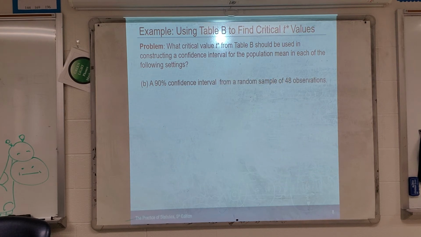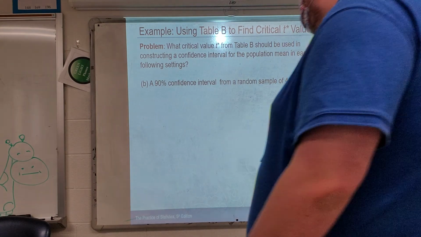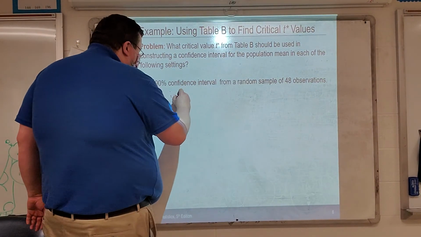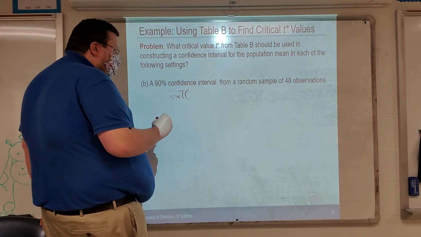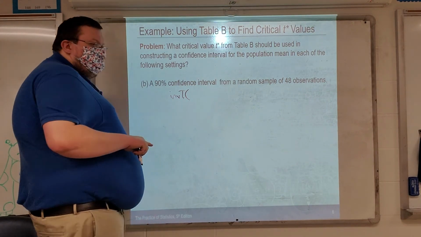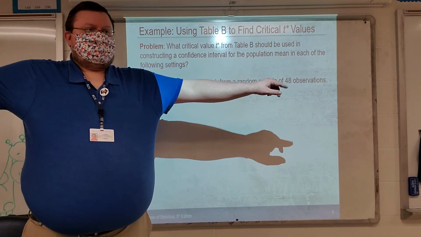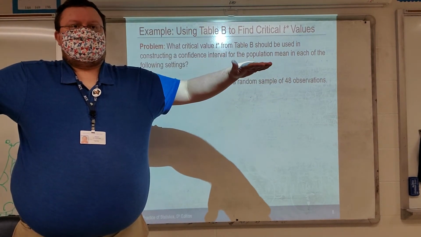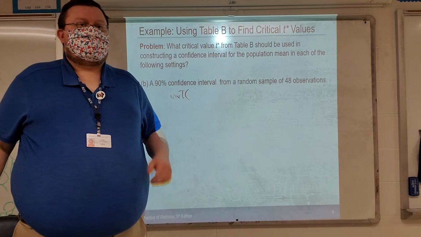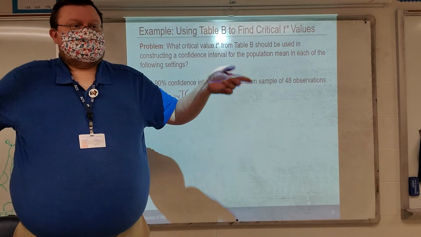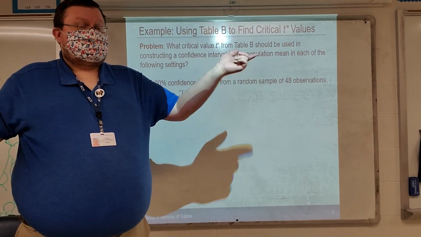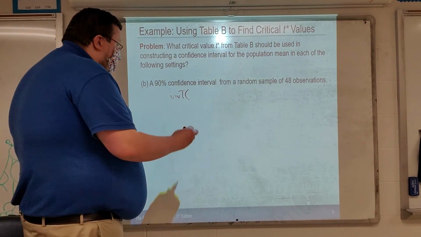All right, we can do it again for a 90% confidence interval. Random sample of 48 observations. If we do that, we use inverse T. If 90%'s in the middle, how much is on the ends? 90%'s in the middle of the curve. How much will be on each end? 5, right? Because they'll have to add up to 10. So our area will be 0.05.